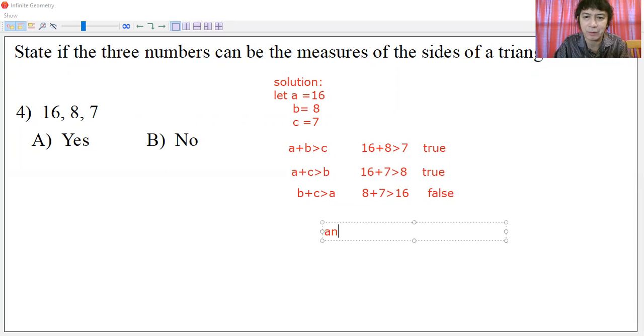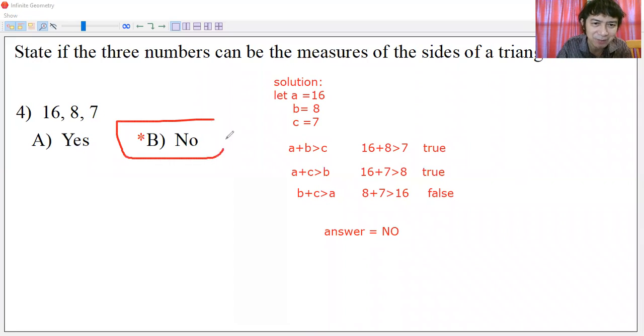So our answer should be no. We will choose no for our answer, and let's verify. Yes, it's no. You can see the asterisk. That means our answer is correct, with the word no. Let's continue with the next.